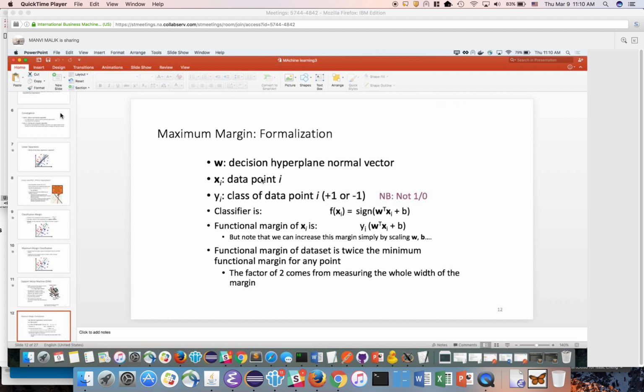And mathematically reduced, usually the functional margin of the data set is twice the minimum of the functional margin for any point. Again, there are proofs to prove that. Whoever is interested can look into that, and I can explain that.